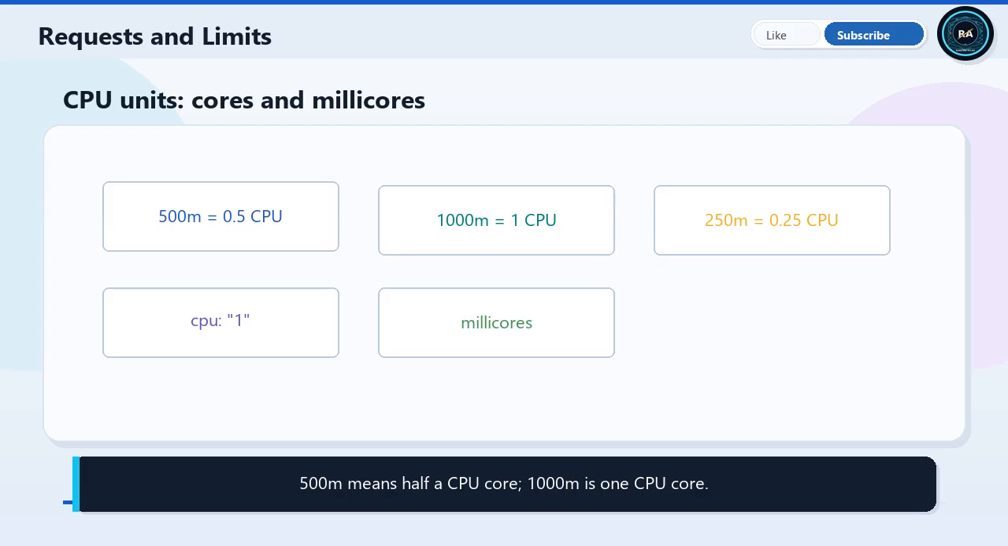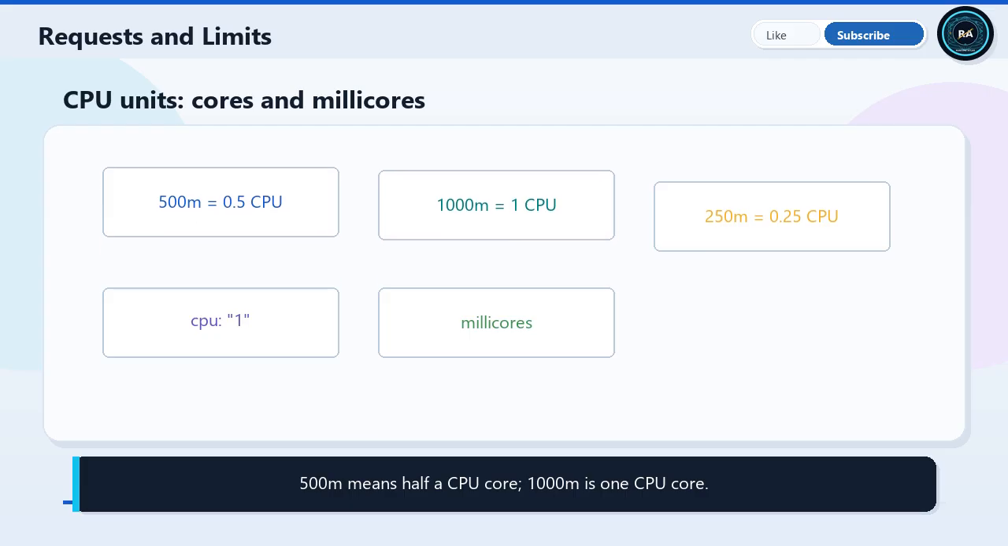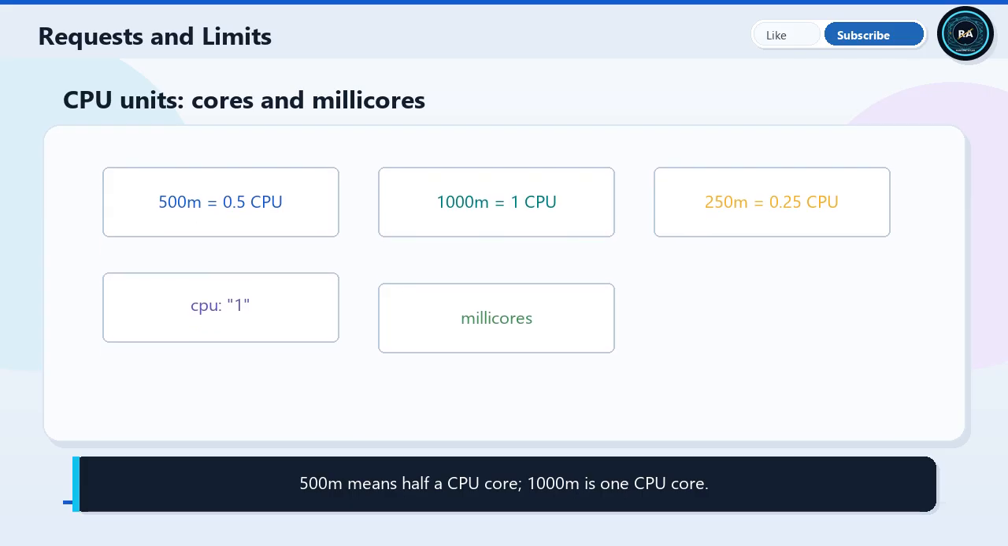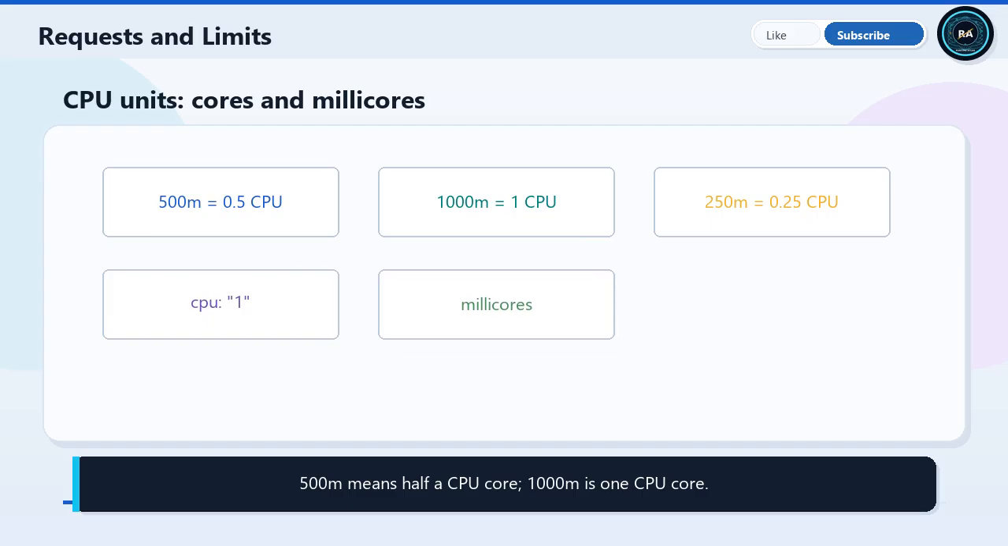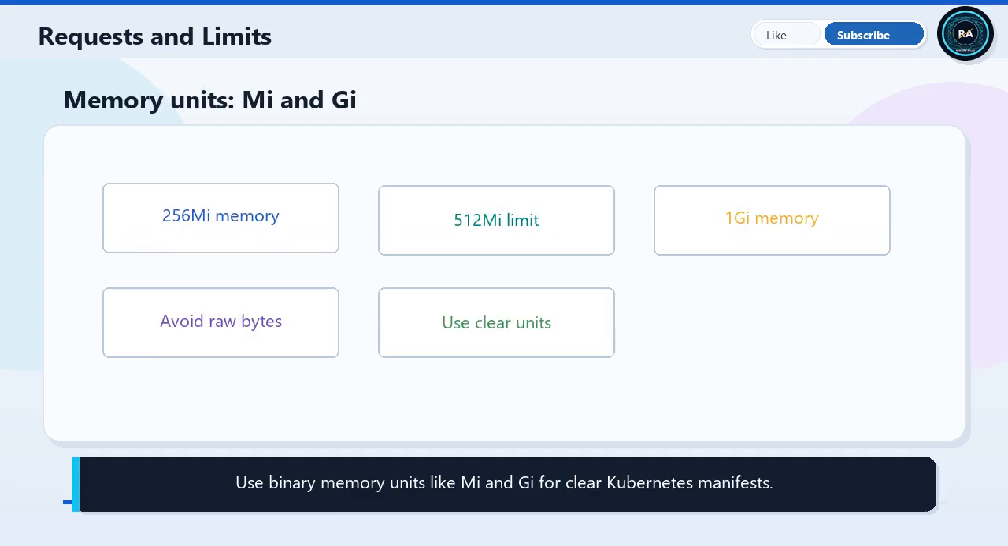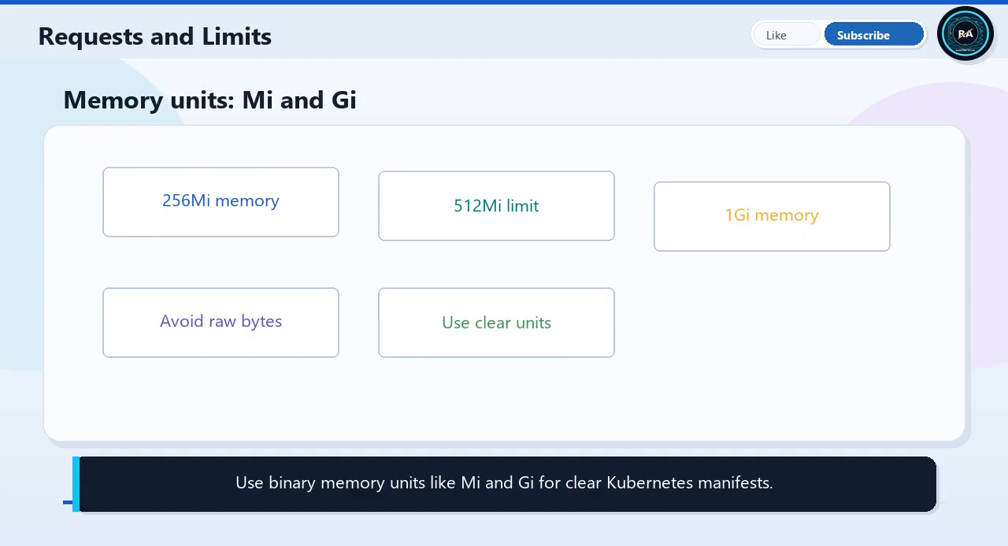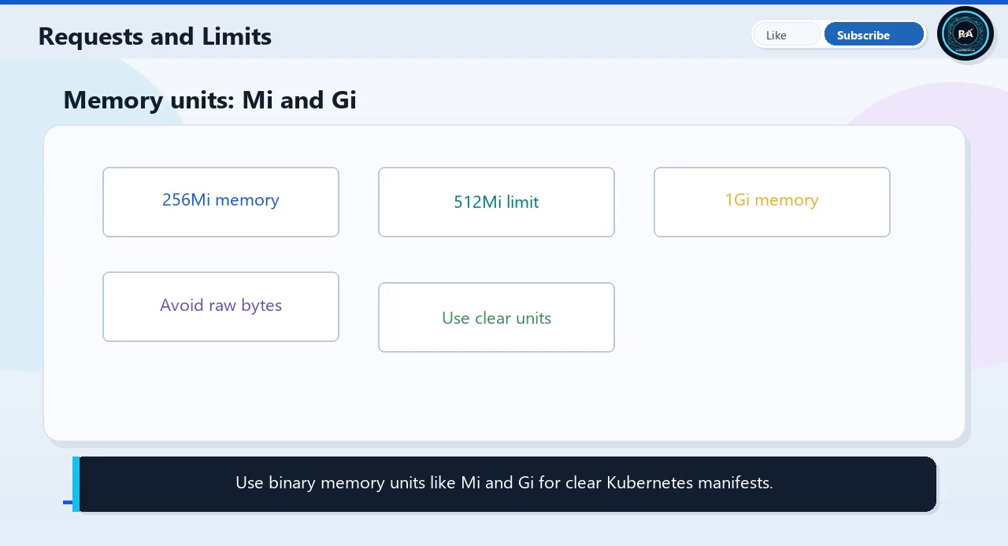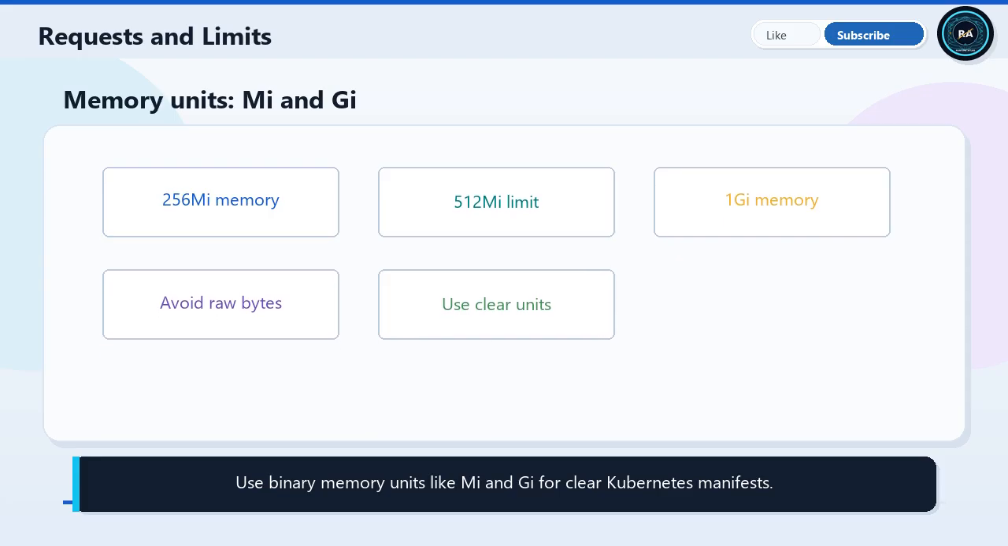CPU is measured in cores, but manifests often use millicores. 1000 millicores is one CPU core. 500 millicores is half a core. A value like 0.5 CPU is also possible, but millicores are easier to compare. Memory is measured in bytes, so the suffix matters. 256 Mi means megabytes. 1 Gi means gigabyte. For Kubernetes manifests, Mi and Gi are usually clearer than raw byte values.